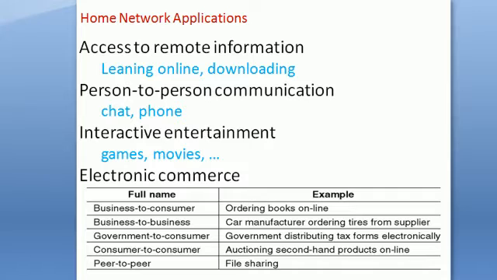Electronic commerce is starting to become more important in doing business with consumers over the internet. Many companies provide catalogs of their goods and services online and take orders online. Here are some examples of electronic commerce. Business to consumer, ordering books online. Business to business, a car manufacturer ordering tires from a supplier. Government to consumer, government distributing tax forms electronically. Consumer to consumer, auctioning second-hand products online. Peer-to-peer, file sharing.